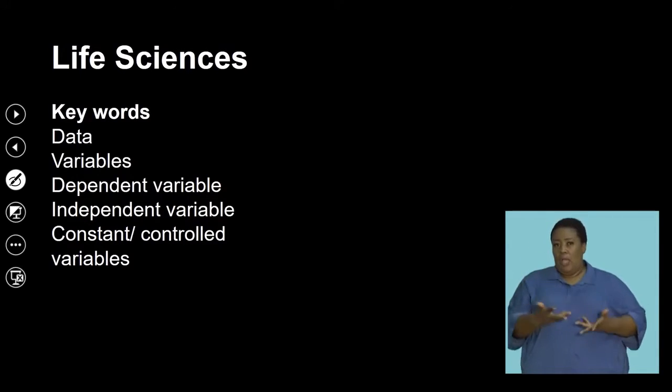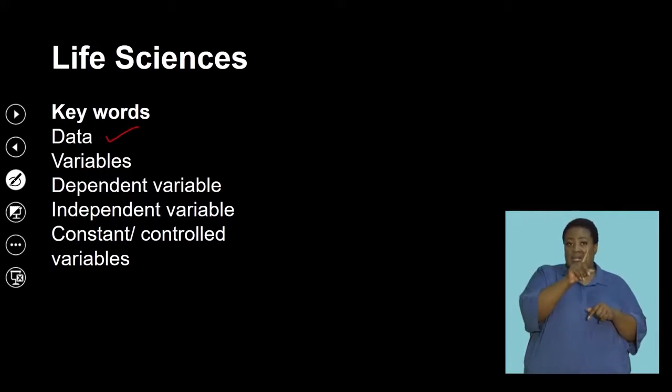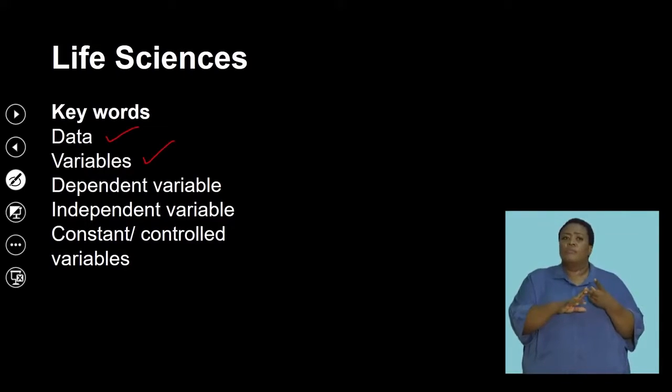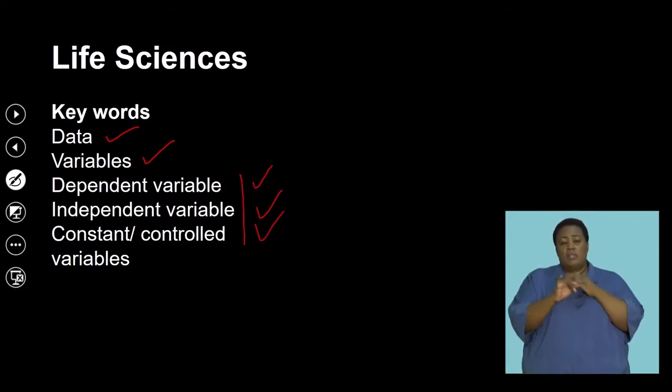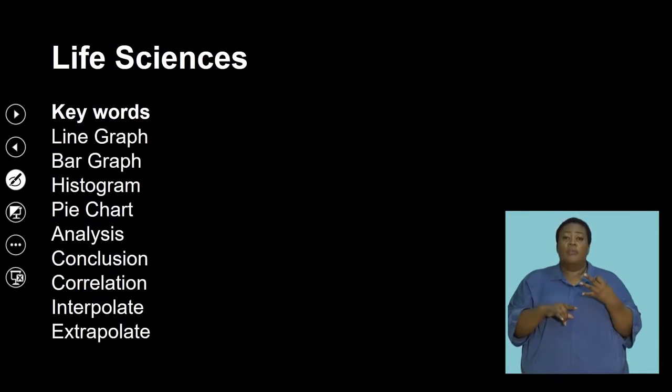So some key words in today's lesson would be, as I mentioned, the word data. We've looked at variables in the past, and we know that there are three different types of variables: the dependent variable, the independent variable, and the controlled or the constant variables. And so we've unpacked these, and we'll talk more about these as we get into the lesson.